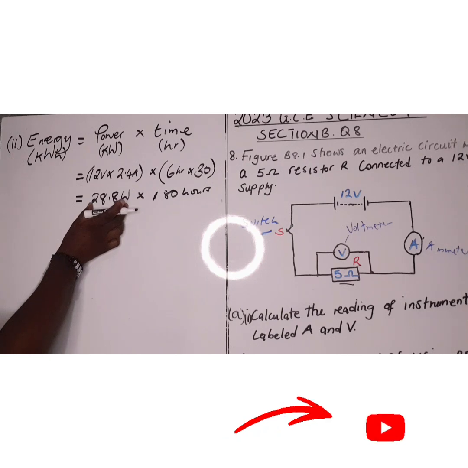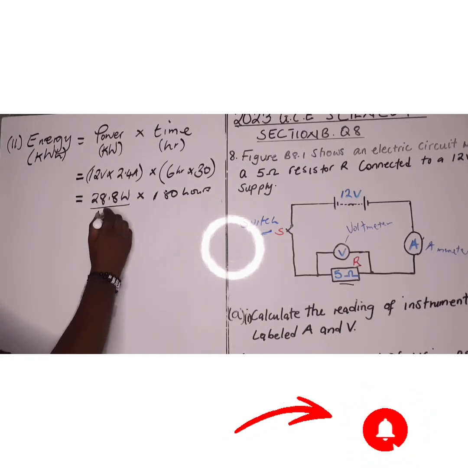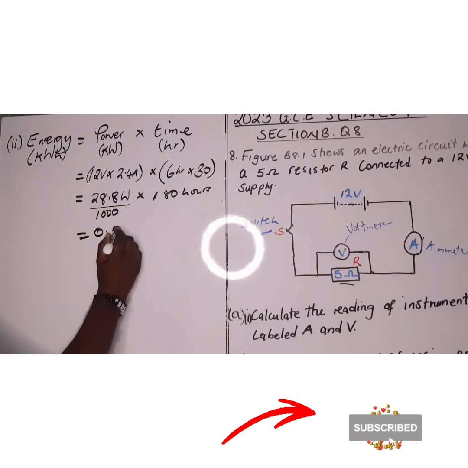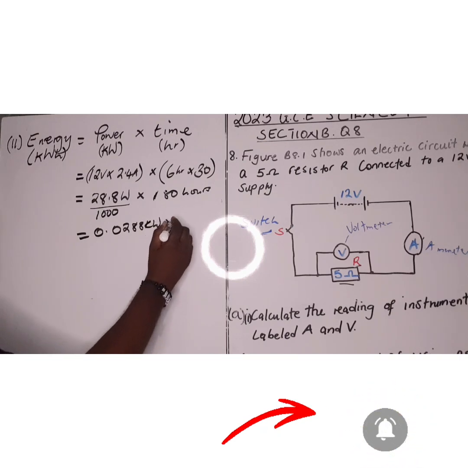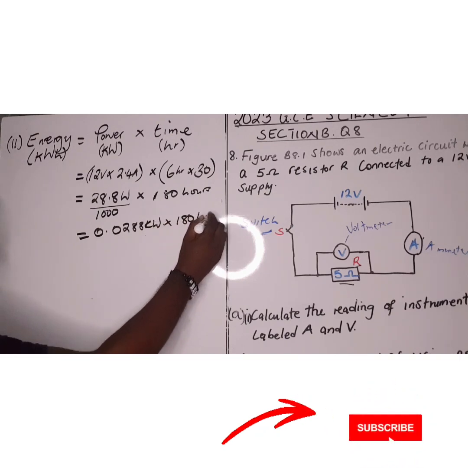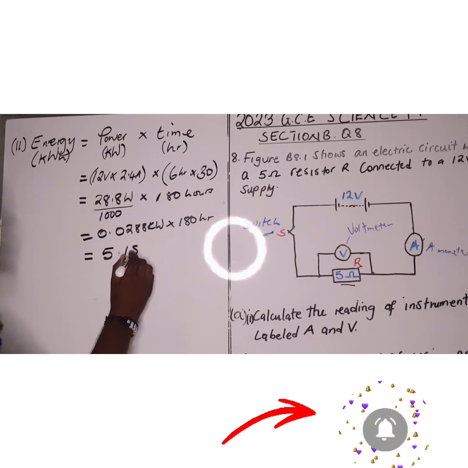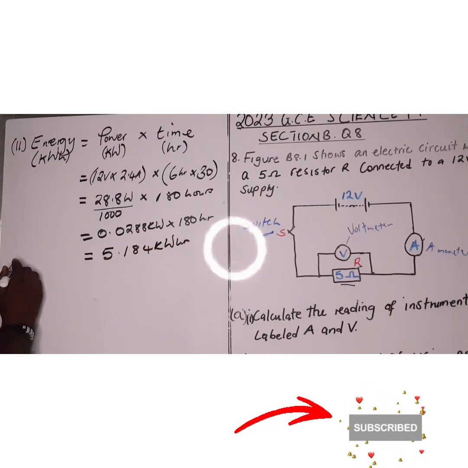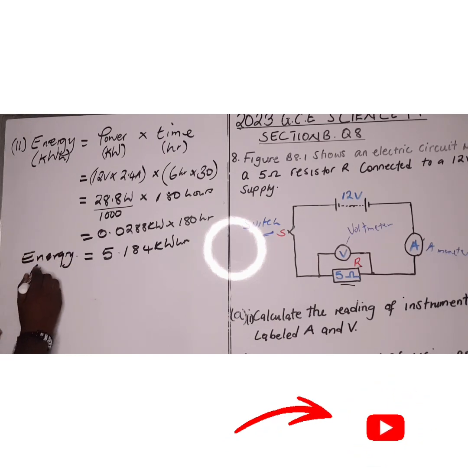Power is supposed to be in kilowatts, so we divide this by 1000 to convert it. We are going to have 0.0288 kilowatts multiplied by 180 hours. It will give you 5.184 kilowatt hours. So this is the total energy.